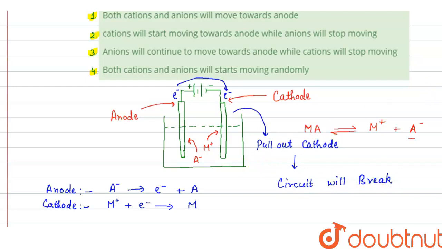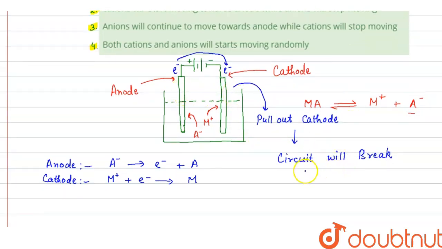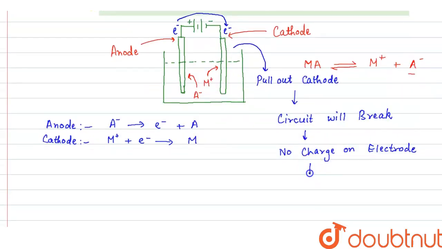Now when the circuit breaks, there will be no charge on the electrode, right? Because charge on the electrode is due to the terminals of the battery. Anode is assumed to have a positive charge because it is connected to the positive terminal of the battery. When the circuit breaks, there will be no charge on the electrode. When there is no charge on the electrode, the ions will migrate randomly, in any direction.